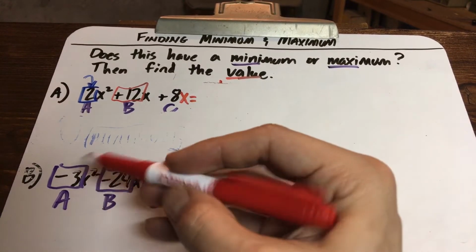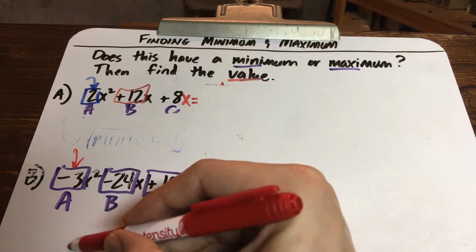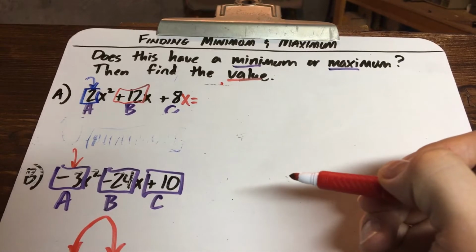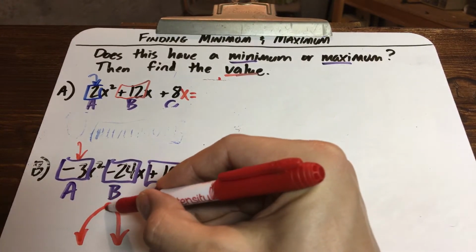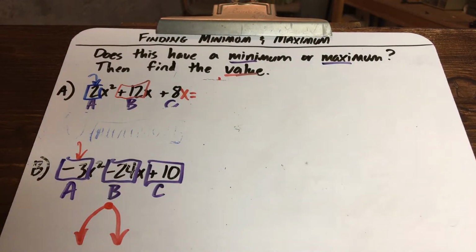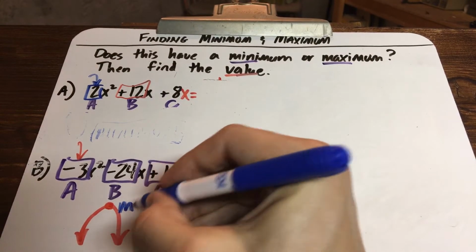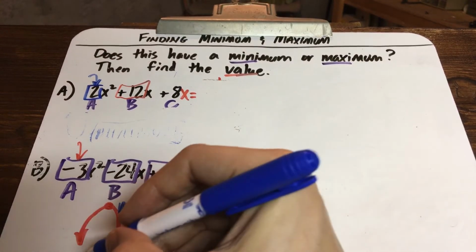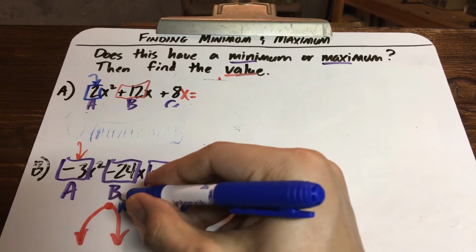Now, what do I know about this? I know that right here, my letter A is negative. If my letter A is negative, that tells me that this opens down. And if a parabola opens down, back up my camera a little bit, it has this point up at the top, which is the definite high point that it ever reaches. The high point is going to be called the maximum. So, does this have a minimum or maximum? This graph definitely has a maximum.